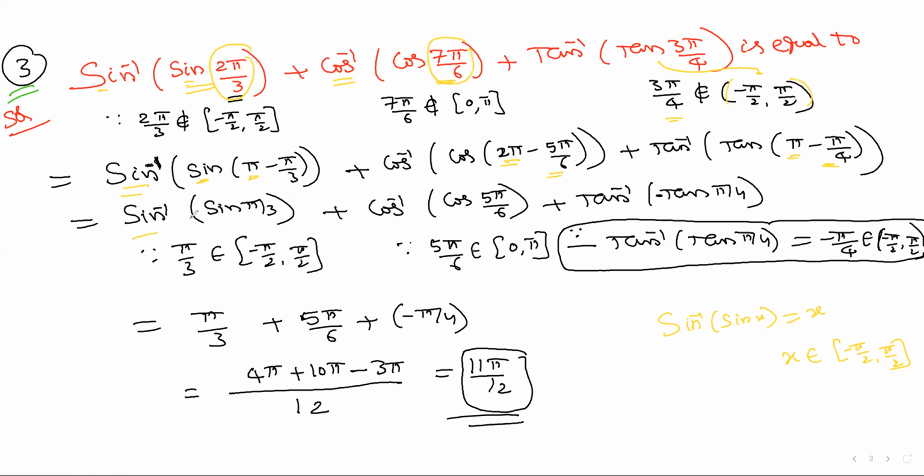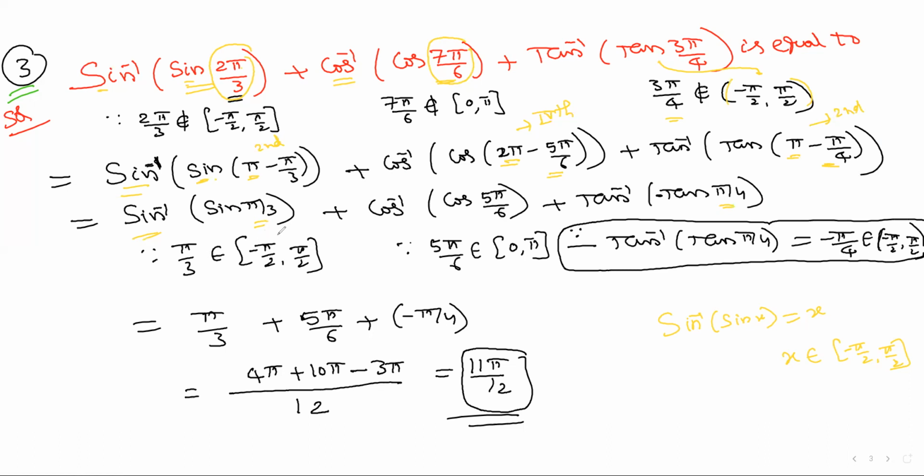Here, sin inverse of sin (180 minus theta). In the second quadrant, sin is positive. So sin pi by 3 here. Sin (180 minus theta) is sin theta. Cos inverse of cos (360 minus theta). Cos (360 minus theta) is in which quadrant? This is the fourth quadrant, where cos is positive. Cos 5 pi by 6. Here tan (180 minus theta): 180 minus is the second quadrant, where tan is negative. So minus tan theta, minus tan pi by 4.